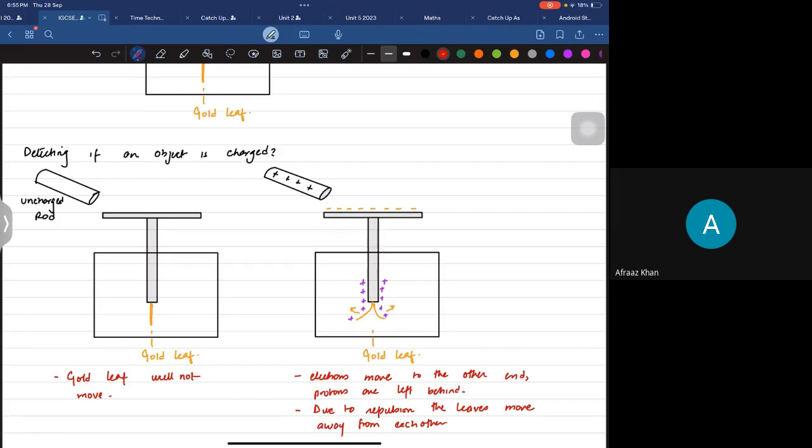So the leaf moves right and left because of the protons repelling it. Yes, obviously. Protons basically are left behind. Protons basically repel protons. That's why it's causing it to go left and right.